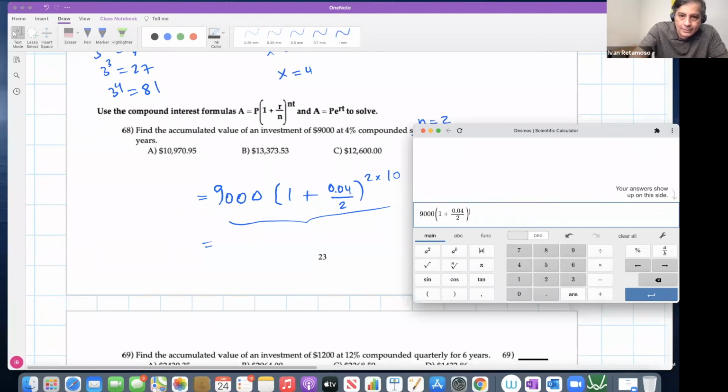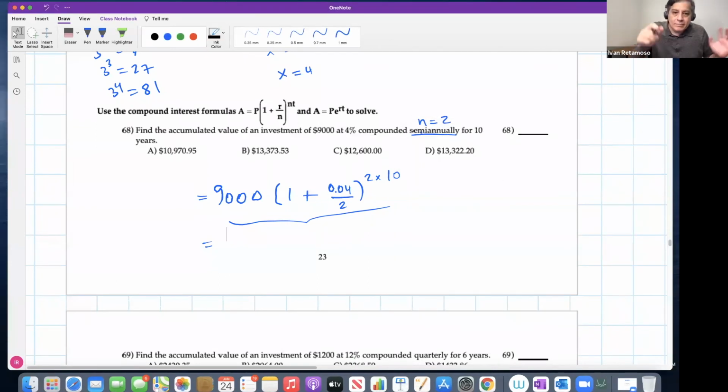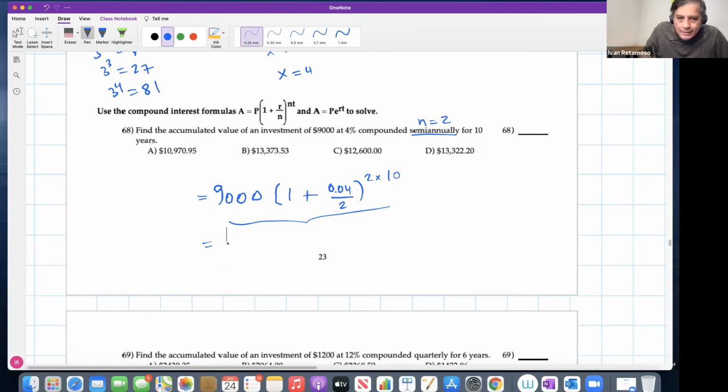Carefully here, raised to. I would advise you to use parentheses for the exponent, so you keep these two factors together, okay? So 13,373.53, rounding by default, right, to the nearest cent, right? This is what you do when you deal with money, okay? By default. In the end, you attach the units, dollars, right? So we are talking about choice B, right? Excellent. Very good, guys, very good.